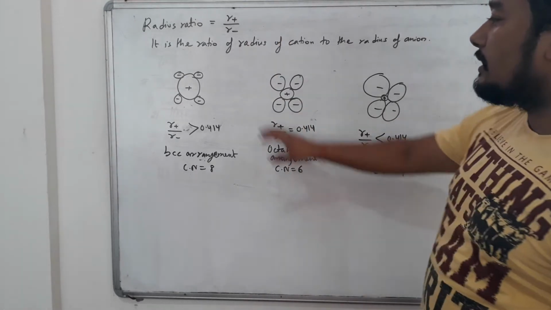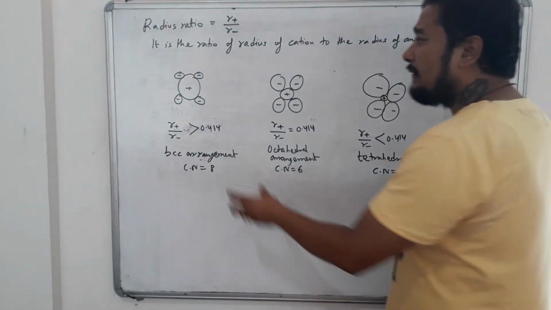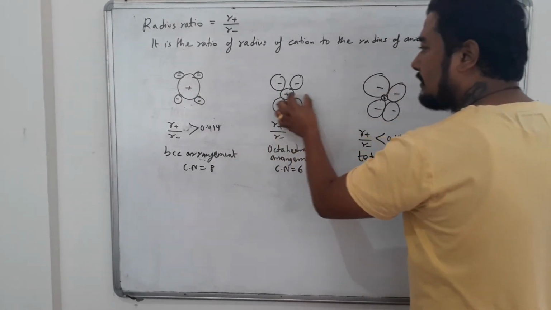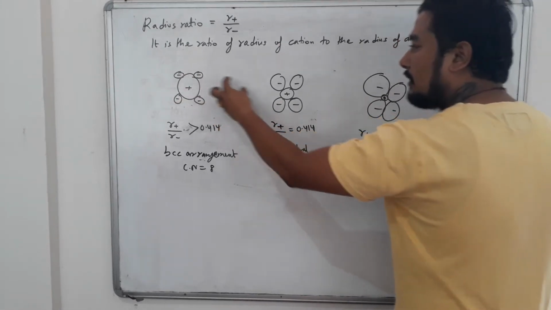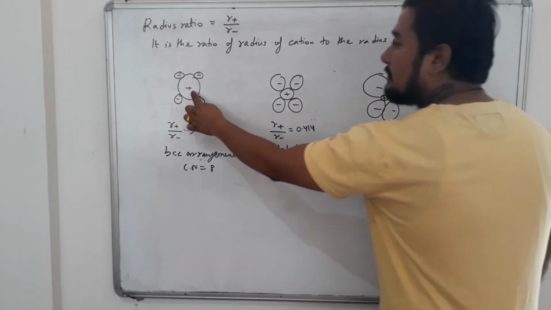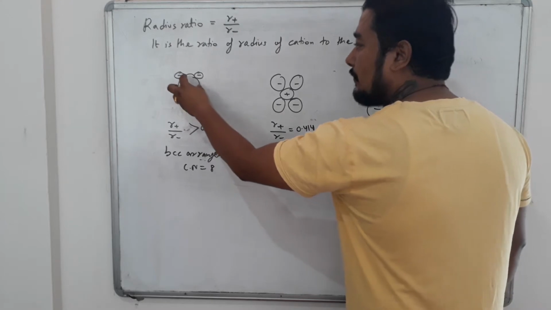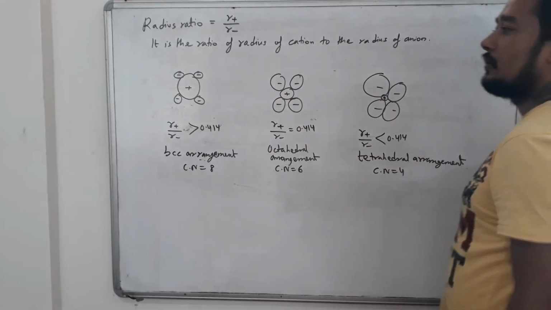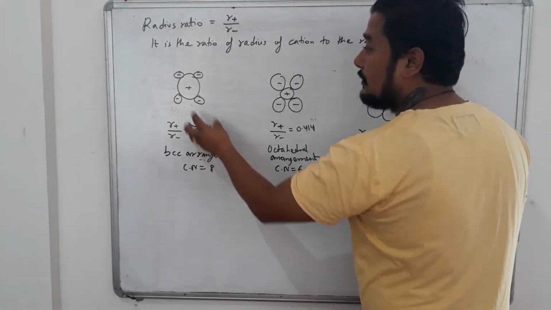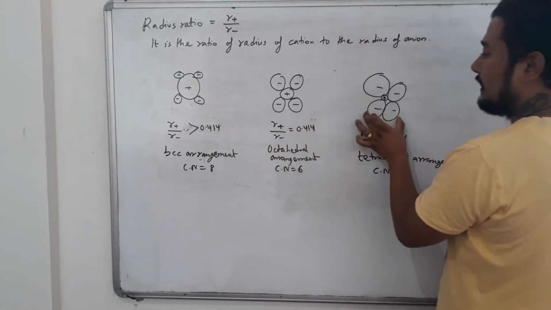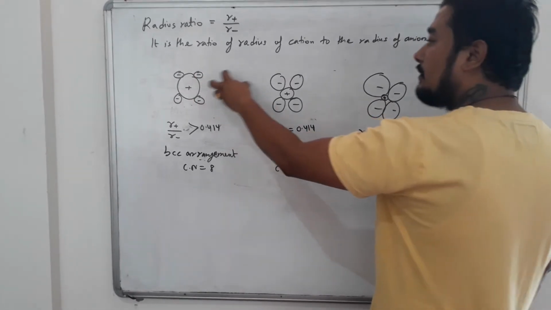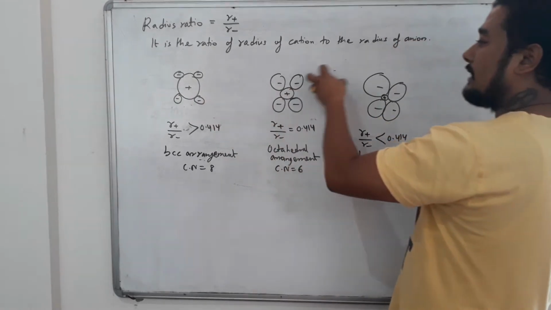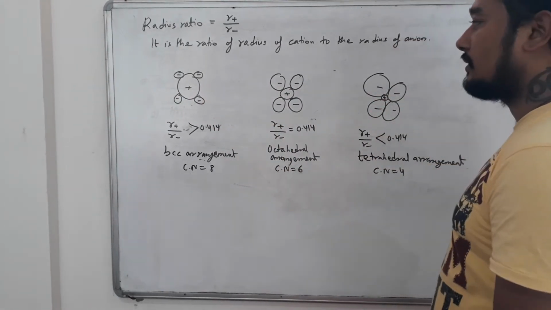Students, now let us see this picture carefully. In these three pictures, from here to here the size of cation is decreasing. You can see bigger, smaller, smallest. Plus means cation. So from here to here, the size of cation is decreasing, whereas the size of anion is increasing: smallest, bigger, biggest.